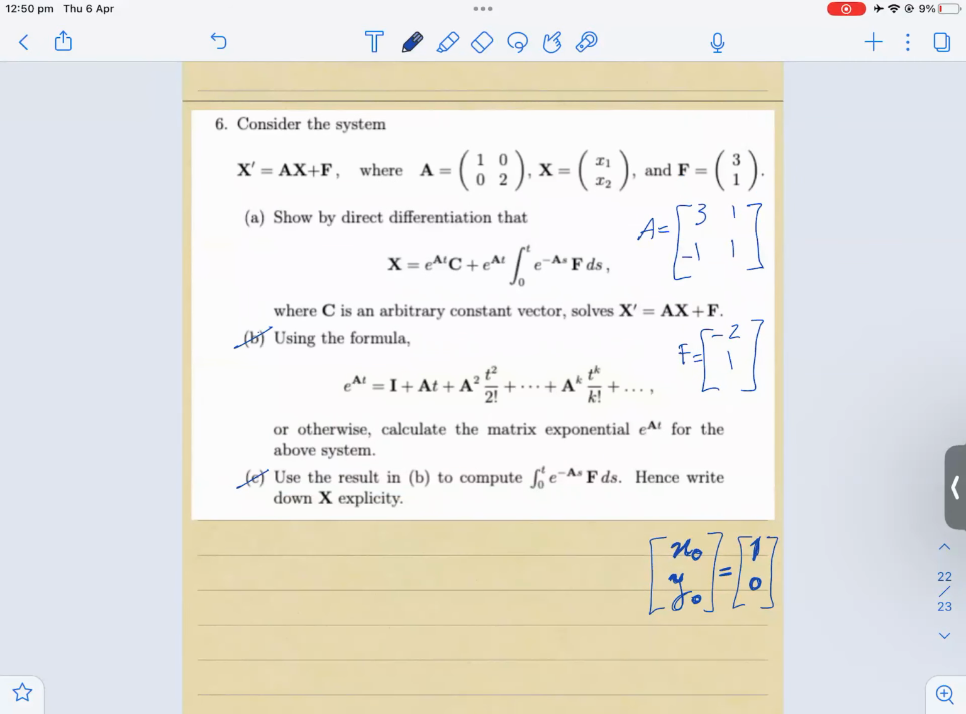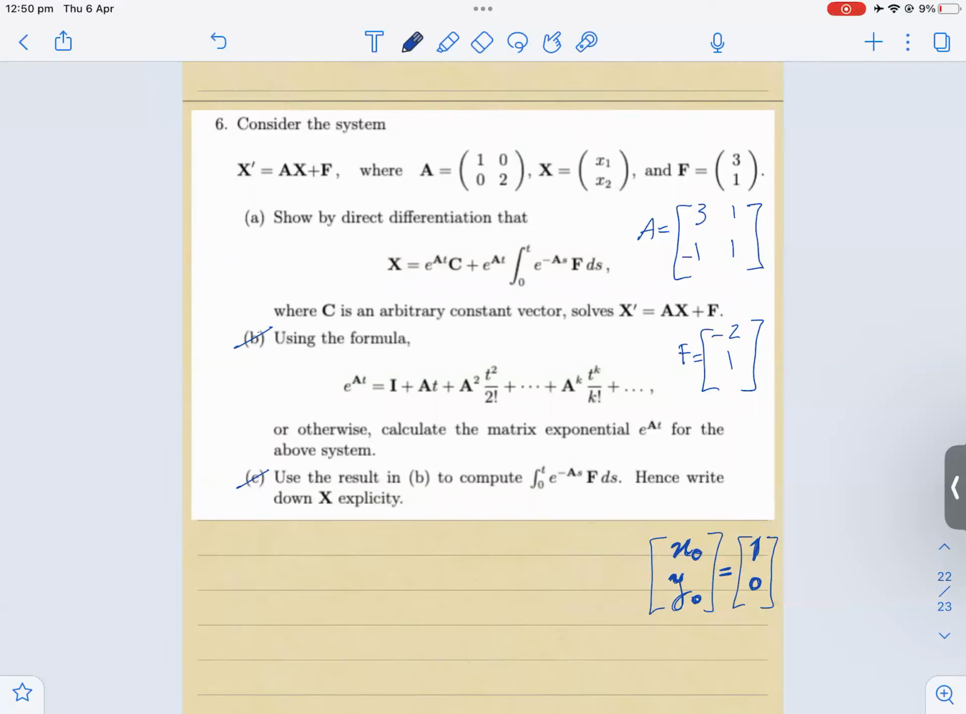When the coefficient matrix A is 1, 2, 0, 0, 1, 2, it's a diagonal matrix. That's why we want to convert A to the diagonal one. When I try to obtain e to the At, this will be just e to the 1t, 0, 0, and this 2 will be e to the 2t. That's why we are happy with this. C is just C1, C2, and we can obtain this one.